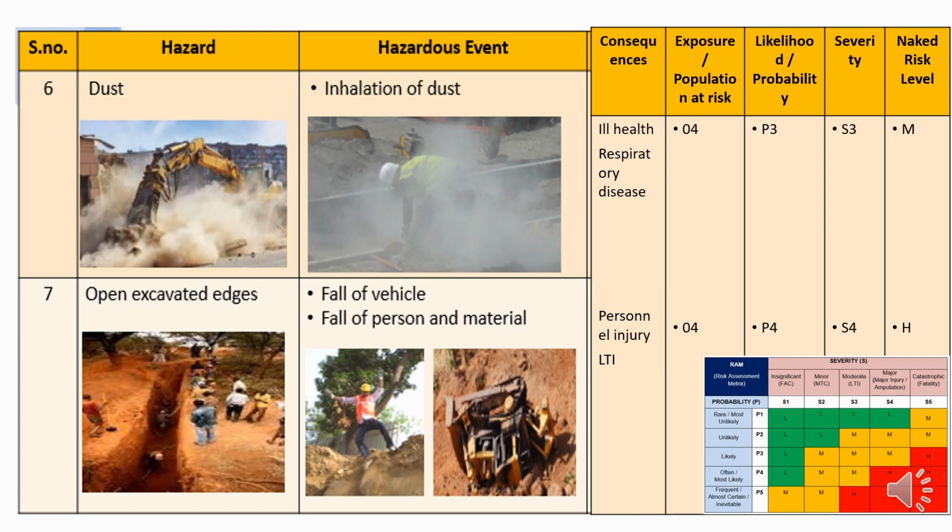In both cases, we have considered the exposure, which is the same, 4 persons have been employed, and the likelihood in the dust case is P3. It means it's likely possible that the workman may inhale the dust, and severity will be S3, meaning moderate, or LTI, meaning long term it may chronically harm the person with respiratory diseases. And the naked risk level is medium in the dust case. In the open excavation case, the likelihood is P4 and the severity is S4, which gives us high risk.